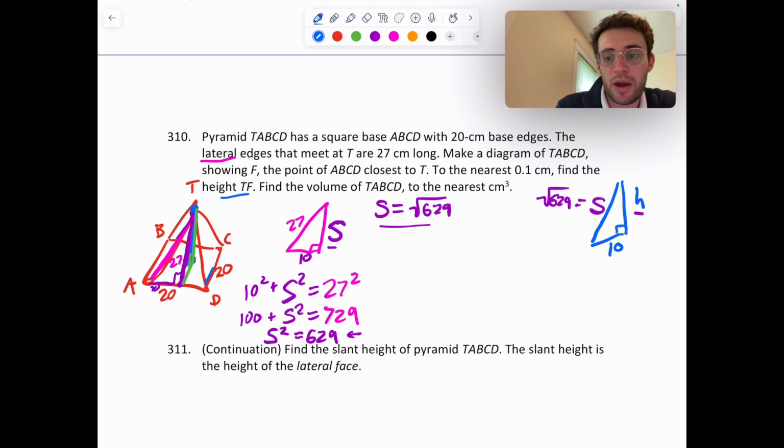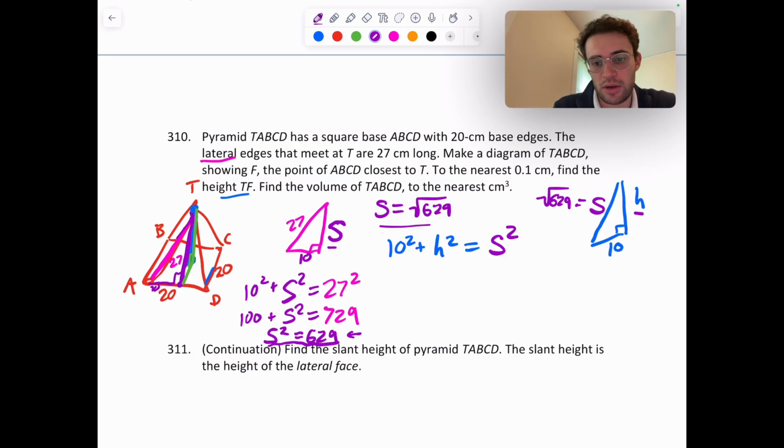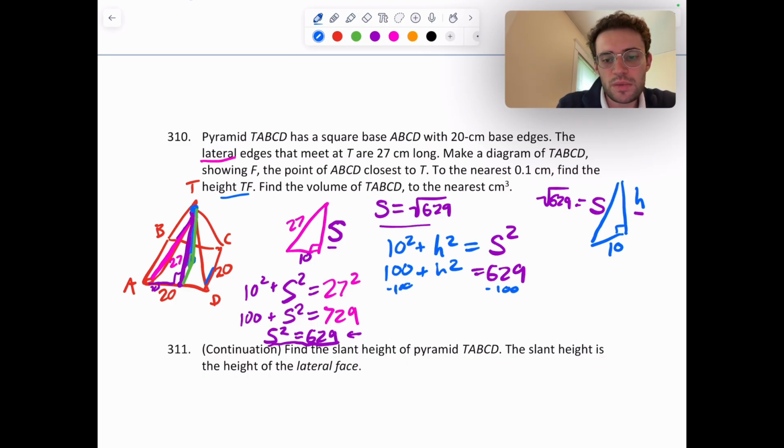We'll set up another Pythagorean theorem. In this case, it will be 10 squared plus the height squared, or the altitude squared, is equal to the slant height squared. Again, we know what the slant height squared is. You could plug in the square root of 629. The square root squared cancels out, so that would still end up with 629. Or you could just say the slant height squared down here is 629. And we know 10 squared is 100. So 100 plus h squared equals 629. Subtract 100 from both sides. That gives us that h squared is equal to 529.